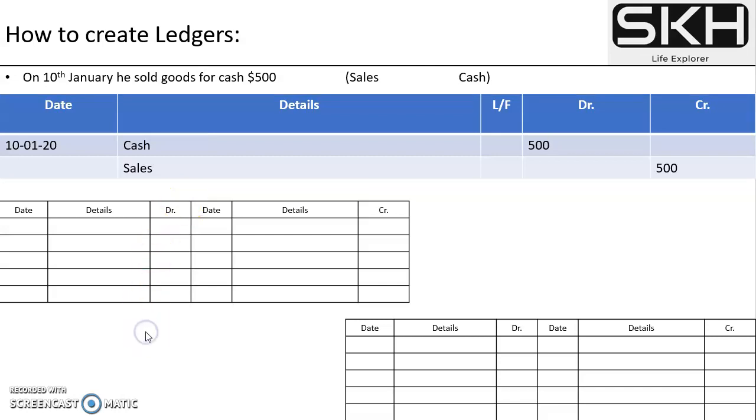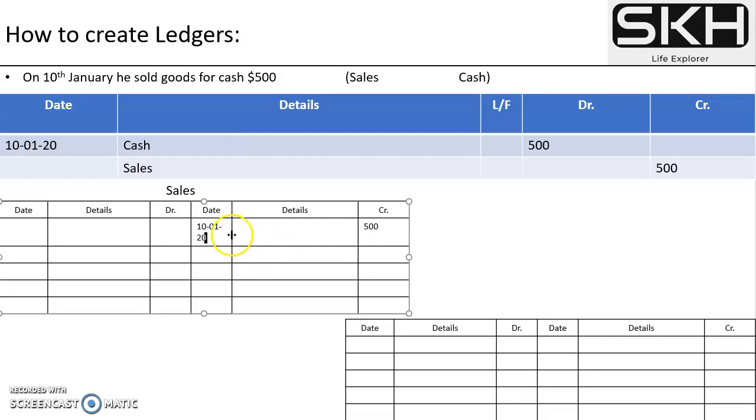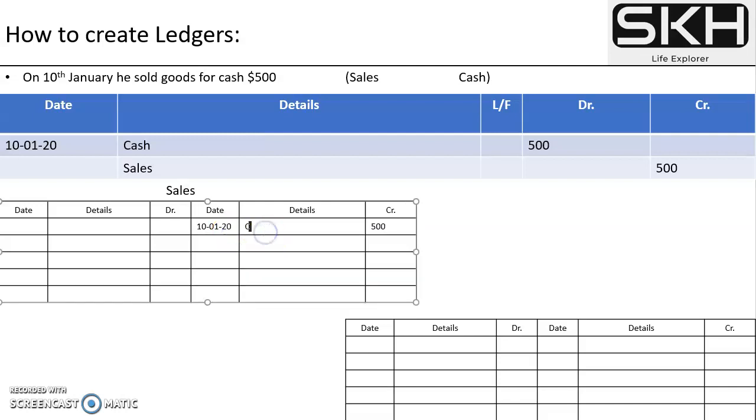So the sales account we have not created yet. So okay, fine, I'll create it now. I'll just put here sales account. Sale is always on the credit side and the date is 10th January 2020, and the reason is cash. Now I have recorded this transaction one time in sales. Now I have to record it in the cash account.